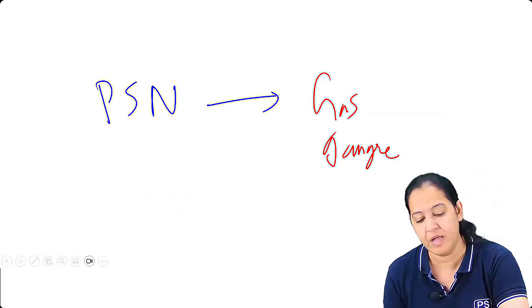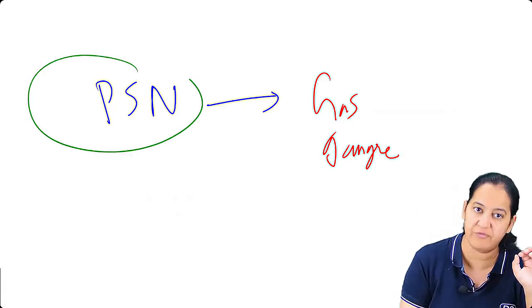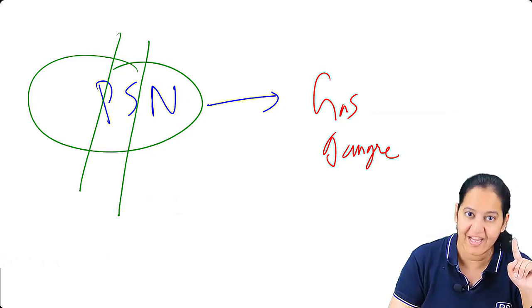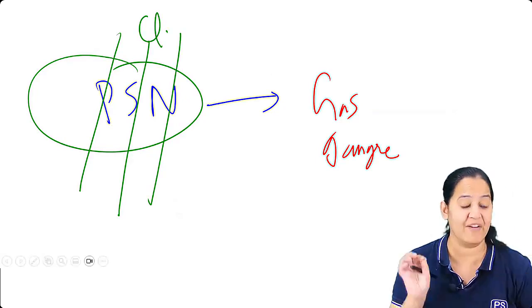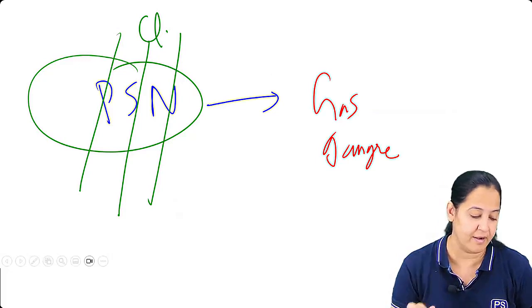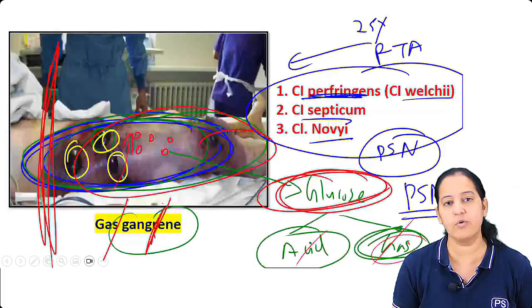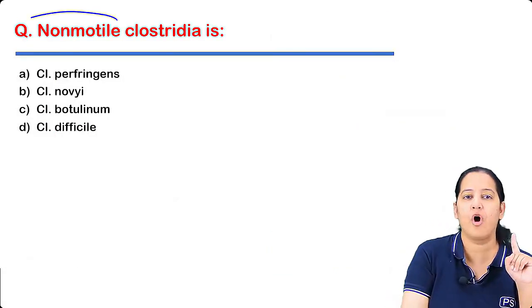Very important PYQ. Which of the following does not form gas gangrene? So you get 3 of these and 1 any other option. So Perfringens, Septicum, Novyi. All of them are Clostridium, Clostridium, Clostridium. They form gas gangrene. Please learn it. Everyone got it? Harsh, you got it? Others, the ones who are asking for repeating? Okay, read the question, tell me the answer. Tell me a non-motile Clostridia.